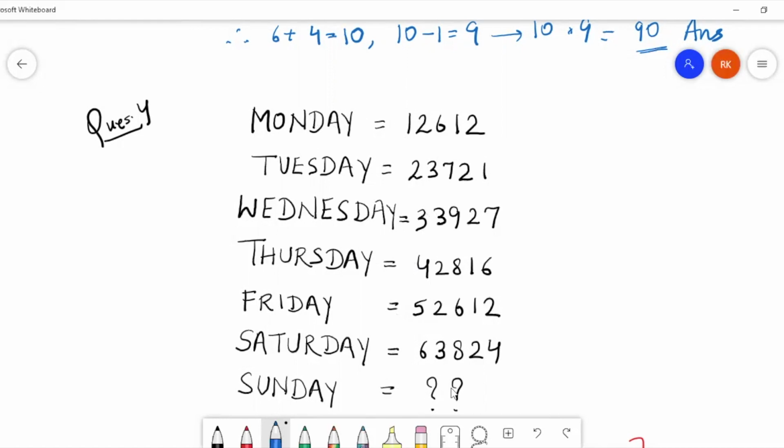So the first digit will be 7. Okay, now the next digit here is 2. Now how will we get this 2? If you see, there are 2 vowels in Monday, O and A. So therefore they have written 2 here. Let's see, this 2 is the number of vowels only. Let's check for Tuesday. Here we have how many vowels? 3. U, E and A. So here they have written 3.